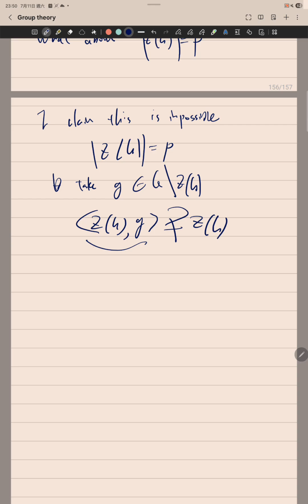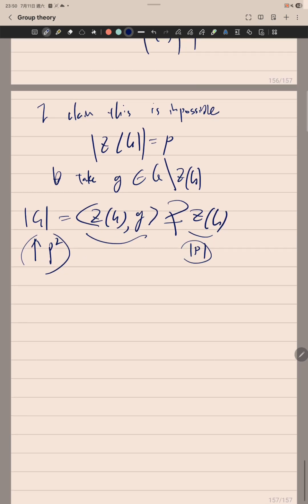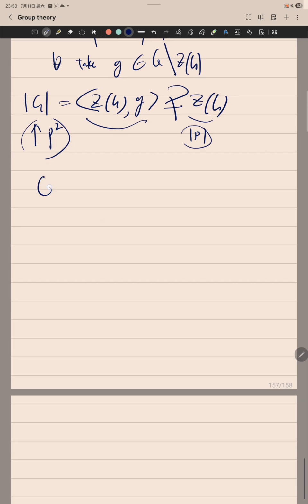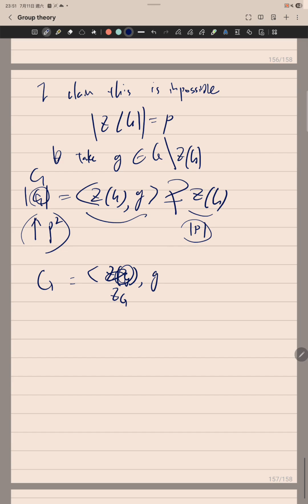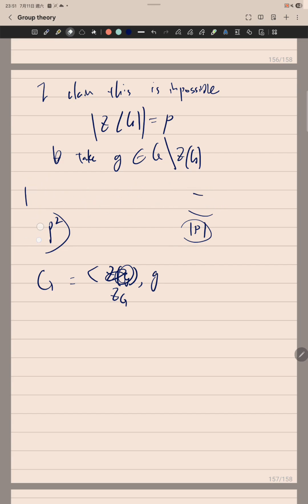But Z(G) is of order p, and this is greater than p, so it must be the whole group. So it is G of order p squared, because there is no non-trivial subgroup in between, right? Because this is p squared. Maybe let me use a different argument here.